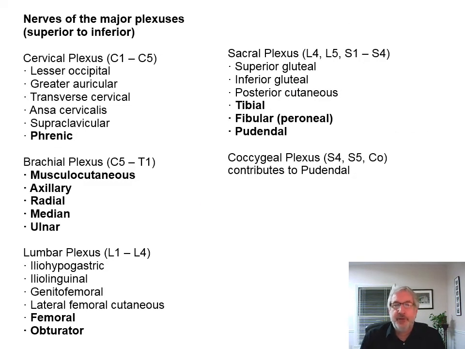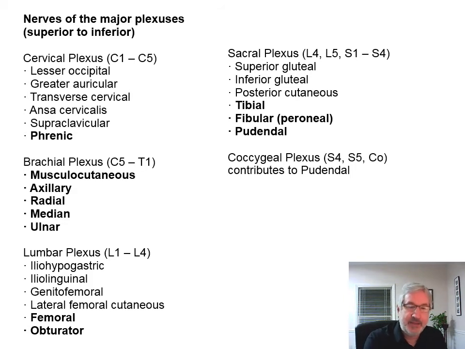So the nerves of the major plexuses from superior to inferior, there's more nerves than I described on that previous slide. The cervical plexus has several major nerves: lesser occipital, greater auricular, transverse cervical, the ansa cervicalis, supraclavicular, and the phrenic nerve. The ones that are in bold are the ones I want you to know. So the phrenic nerve. Then the brachial plexus, I want you to know the 5 major nerves that come out of it: musculocutaneous, axillary, radial, median, and ulnar.